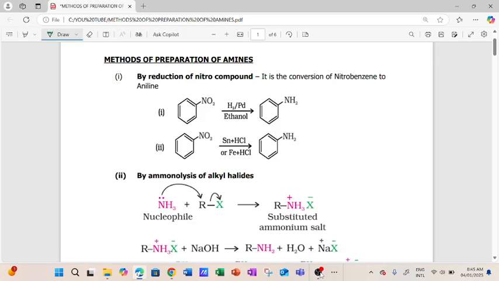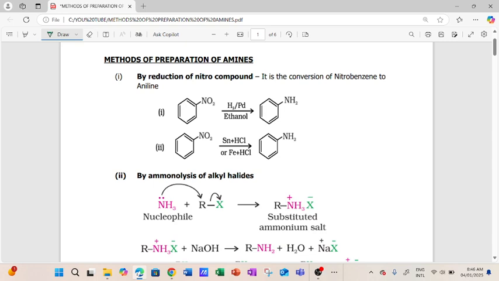Hi friends, today we are going to discuss the methods of preparation of amines. At the end of these methods of preparation, I will be discussing some mind maps which will be helpful for you to do some important conversions. So let's start with the methods of preparation.